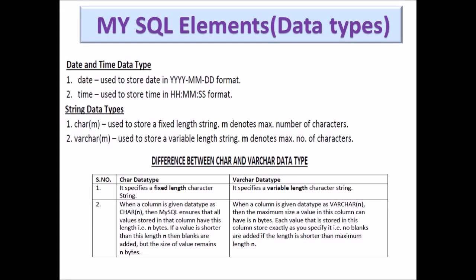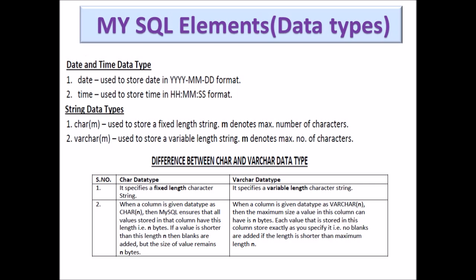The date and time data type is used to store date and time. Date is usually stored in year, month and day format, that is YY, MM and DD format. This is the default, meaning the automatic way of storing a date. And time is stored in HH, MM and SS format, where MM means minutes and SS means seconds, that is hour, minute and second format.